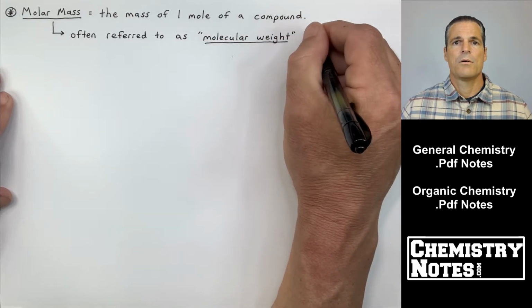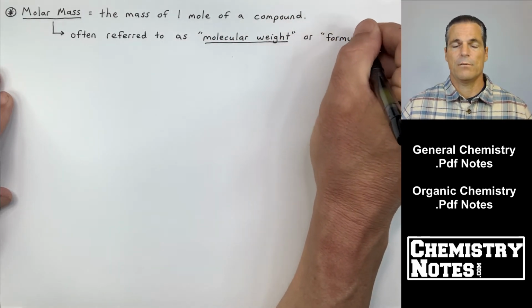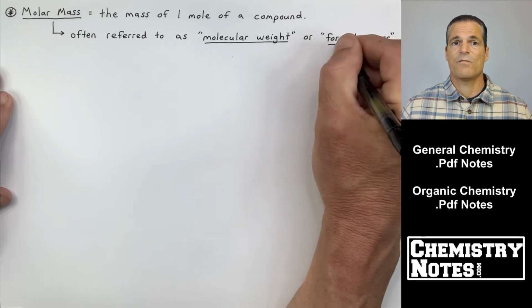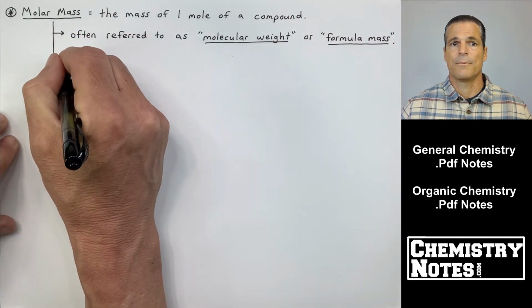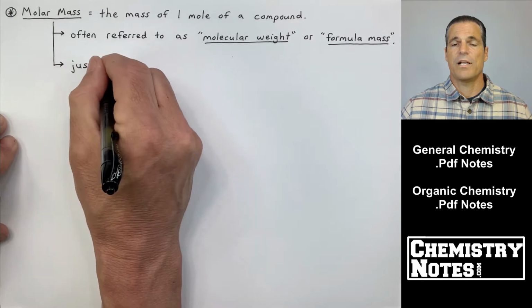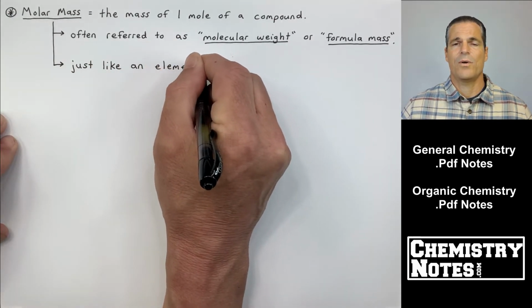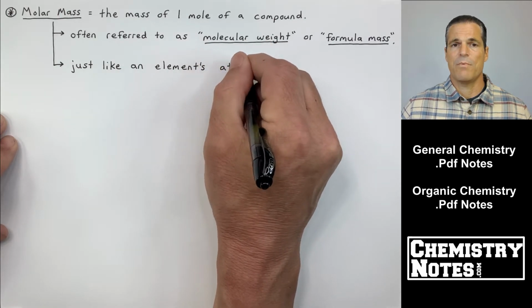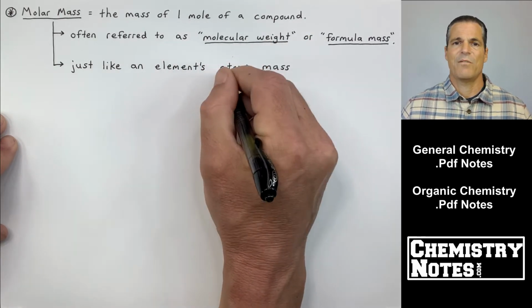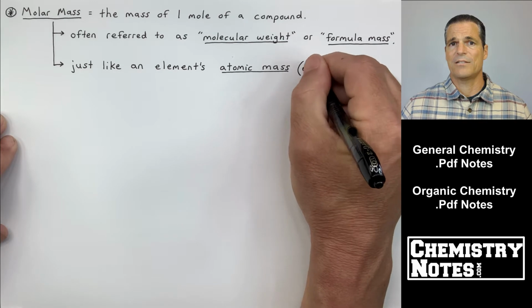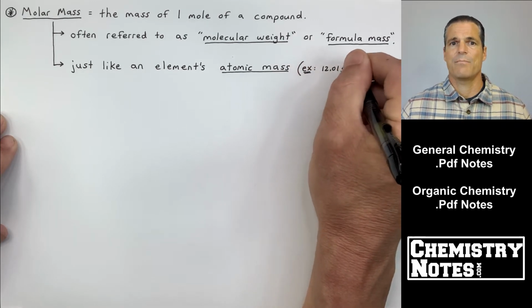All right, so molar mass. Well, quite simply, it's the mass of 1 mole of a compound. Often referred to as molecular weight or formula mass. I almost always refer to it as molar mass, but you might hear me say molecular weight. Every once in a while I might say formula mass, especially if we're talking about ionic compounds.